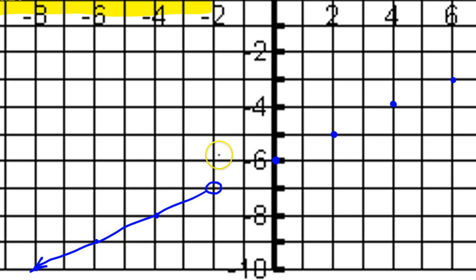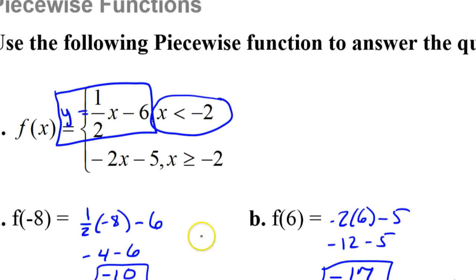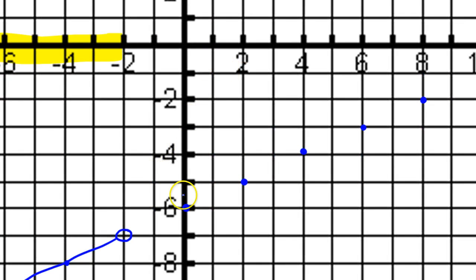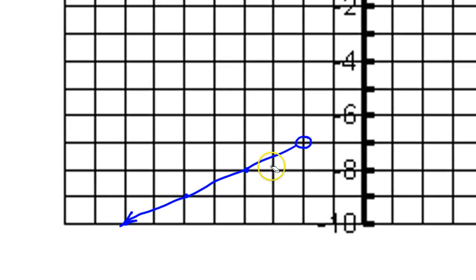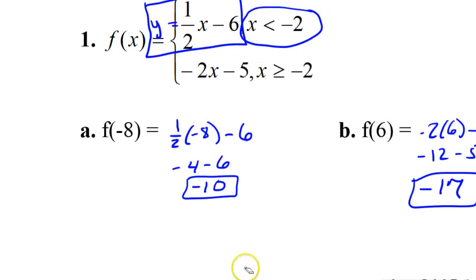All right, so here is a picture of the top part. Okay, so I've now drawn y equals 1/2 x minus 6, but only the part where the x values are less than -2. Now I'm going to go ahead and erase the other dots here so I don't get confused. Okay, I'm done with that yellow as well. So I'm going to erase this because all I have for the top function is this. Now I'm going to go ahead and do the other part.